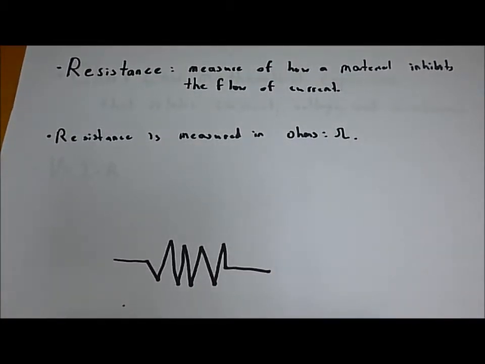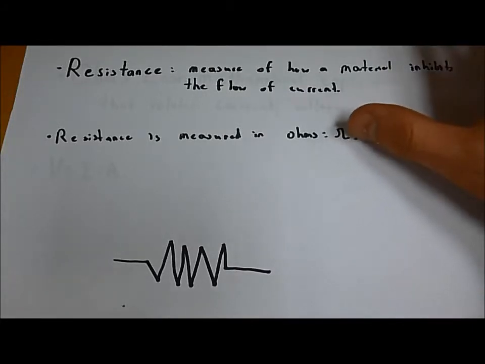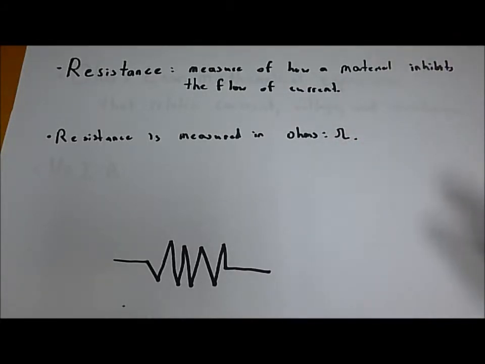Resistance can be defined as the measure of how a material inhibits the flow of current in a circuit. Resistance is measured in ohms, signified by omega. In schematics, you will see resistors shown as this symbol.